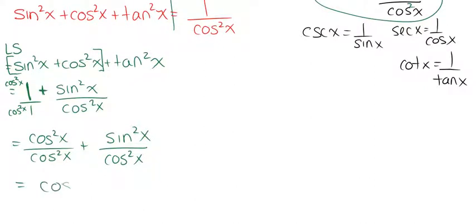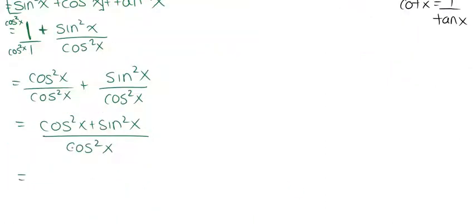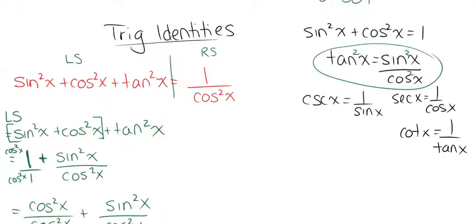So I add the numerators, cos squared x plus sine squared x, and keep the denominator. And check it out. Sine squared plus cos squared. That's my Pythagorean identity. So I know that's just 1. So I can change my top to 1, and then my bottom is cos squared x, and that's what the right side equaled. So I solved it. So basically you're just subbing stuff in, making denominators.